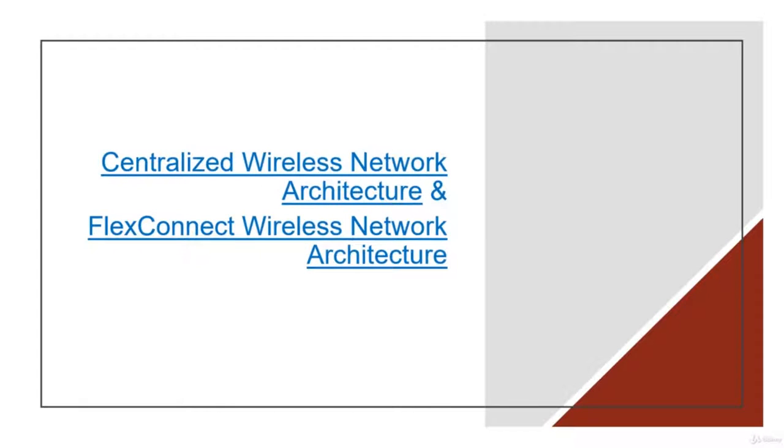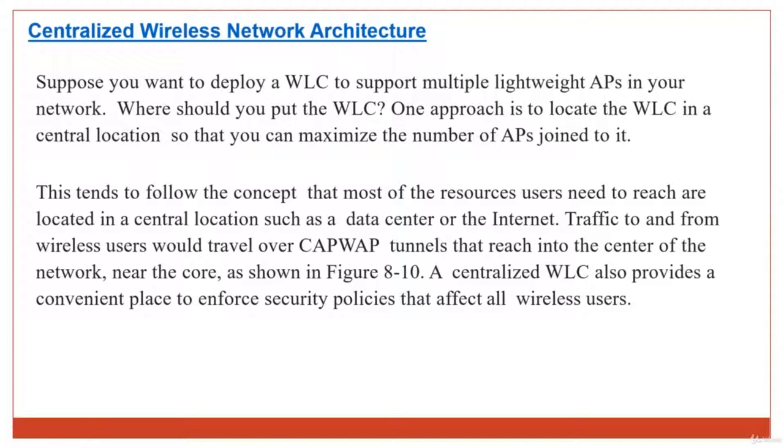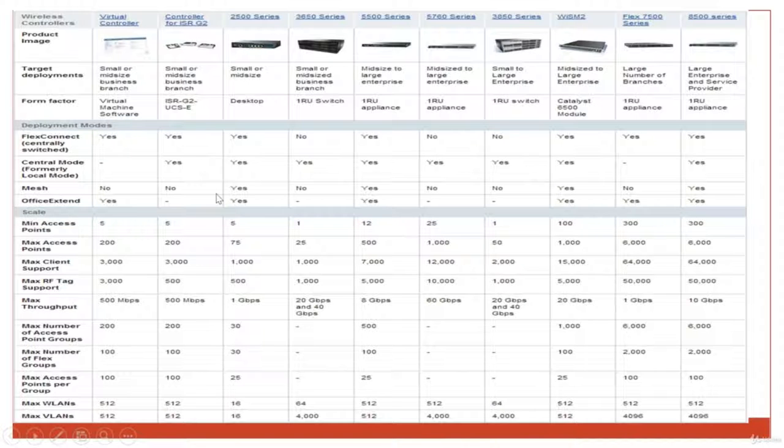Let us continue our discussion and learn about the centralized wireless network architecture and FlexConnect architecture. We know at this point that the WLC and the AP are going to have a CAPWAP tunnel between them, and then the communication will happen. Before moving further, you can check the comparative chart of the different types of WLCs that we have in Cisco. I have taken a snapshot from one of the links from Cisco. Here we can clearly see that we have different types of WLC for different purposes. We have a virtual controller as well, and controllers for ISR G2, starting from 2500, 3650, 5500, going to 8500. Now we have the 9800 WLCs as well.